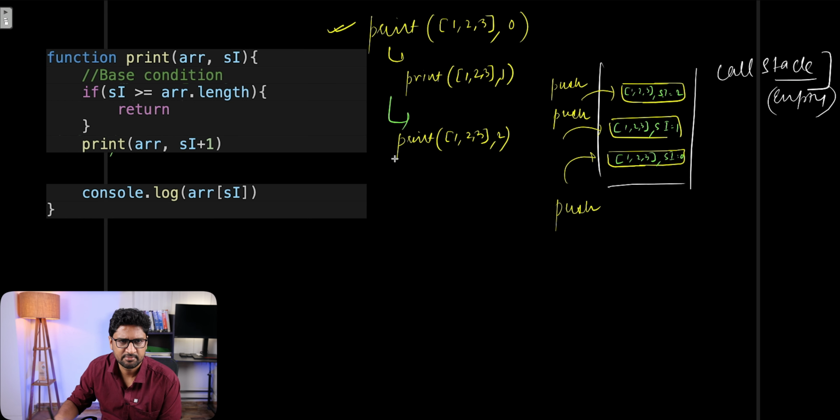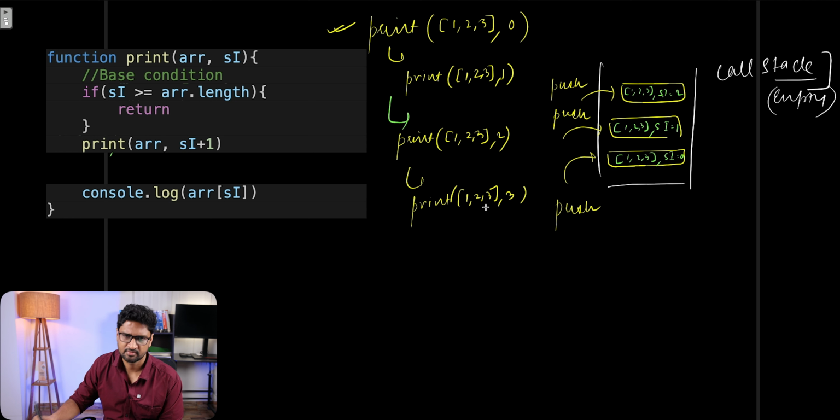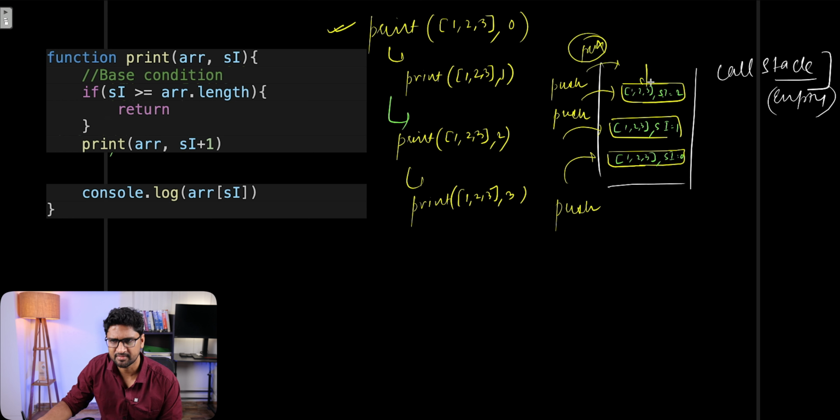Then again, the next time you call this function and pass print 1, 2, 3, and like this you call it. So again, the third time the starting index value is equal to 3. This is 3, this is 3, so you return. When you return, you have nothing to do now, so you don't have to push anything, you come back here.